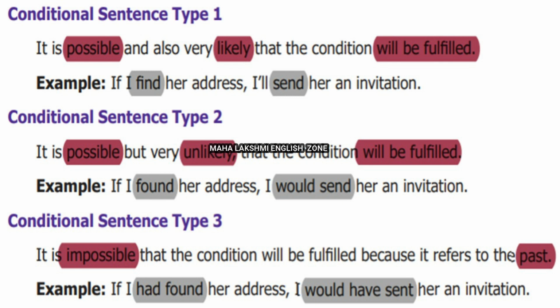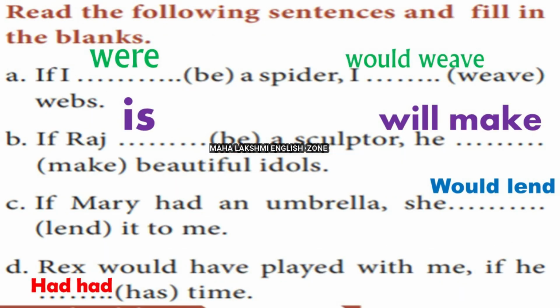So they are saying, suppose if I had got it, I would have sent that. They are saying like that. So it is impossible, it has happened in the past. So here "had found" is in the past perfect tense, and the main verb has taken the form would have plus verb. Read the following sentence and fill in the blanks. The verb is given here, and we are going to write the answer.